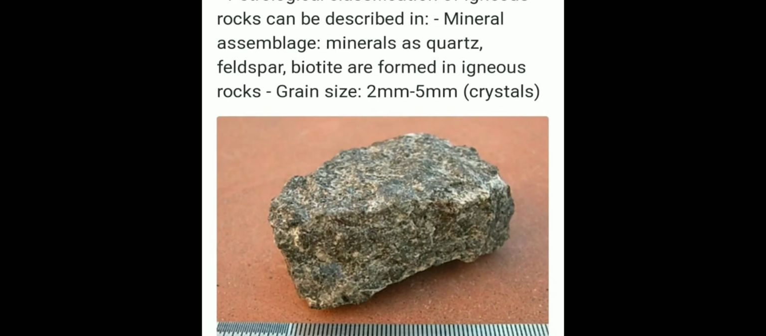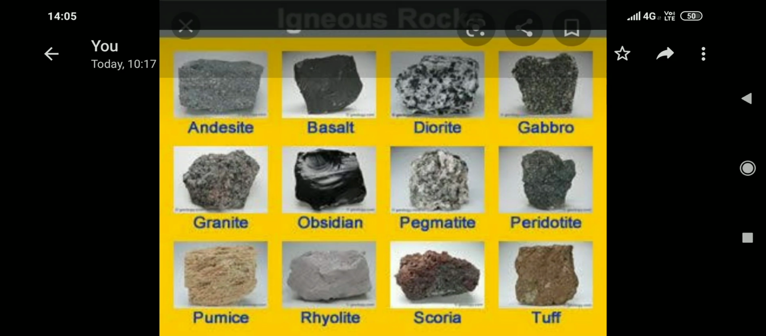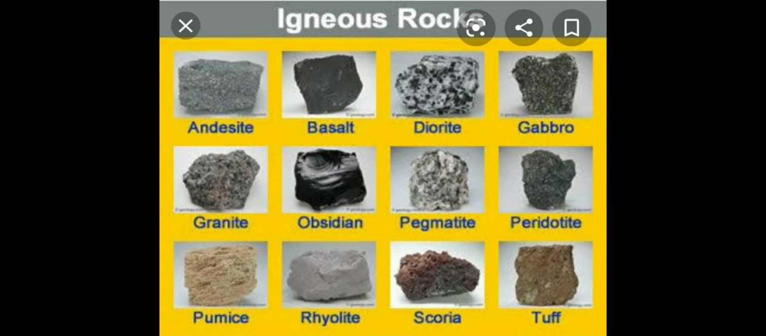As you can see on the screen, I have pasted an igneous rock. Now, moving on. As you can see on the screen, these are different types of igneous rocks. I'll read them out. Andesite, basalt, diorite, gabbro, granite, obsidian, pegmatite, peridotite, pumice, rhyolite, scoria, and tuff.